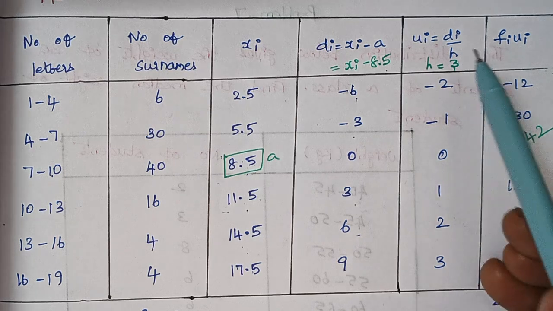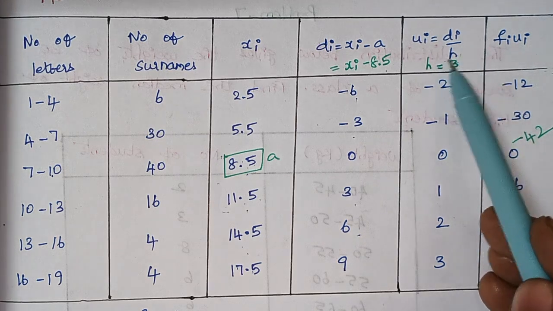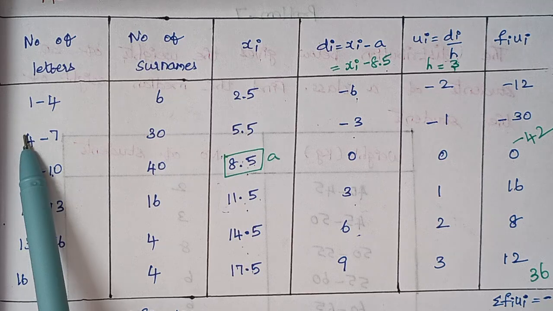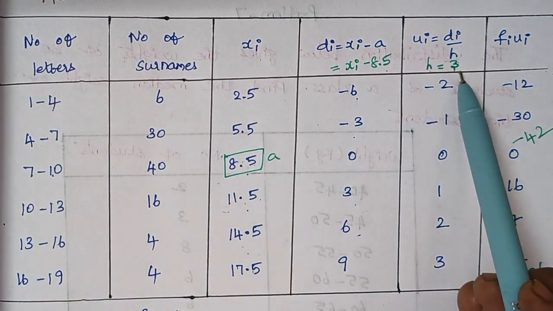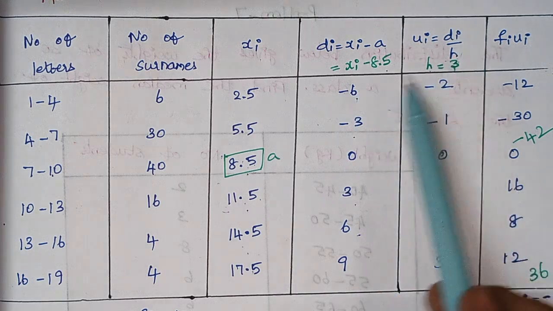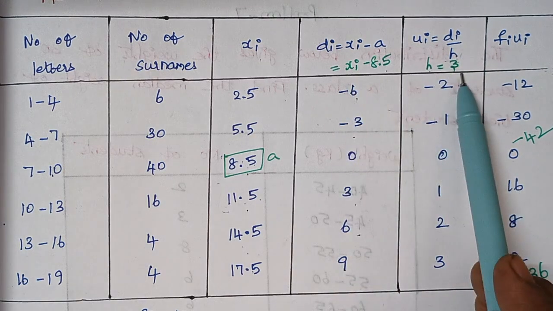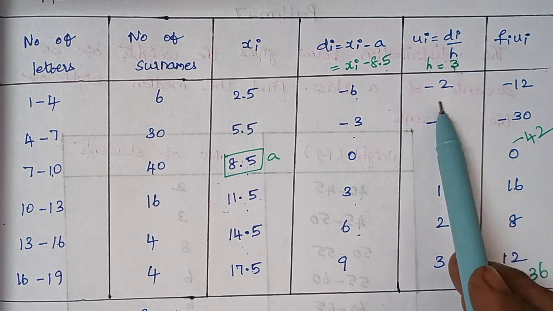And the next thing is di by h. h is nothing but the difference between the intervals. So 4 minus 1 is 3. So the value of h is 3. Just you have to divide, okay, di by h. Here we have di, we know the value of h. So minus 6 by 3, minus 2.